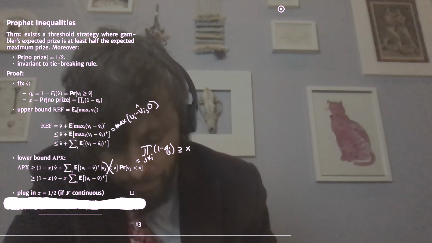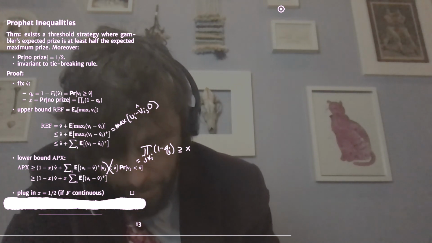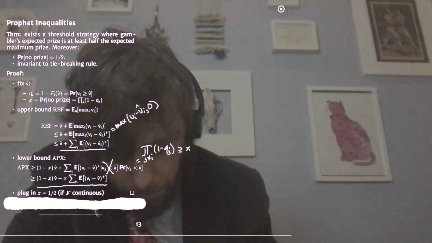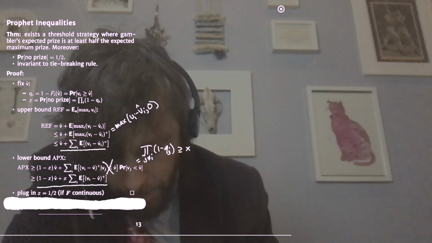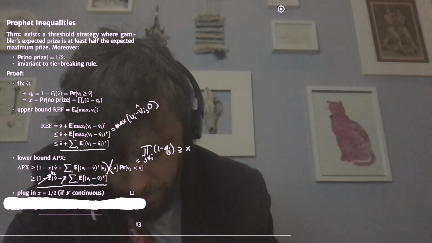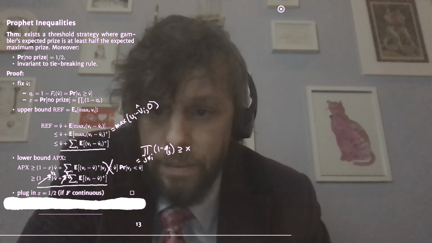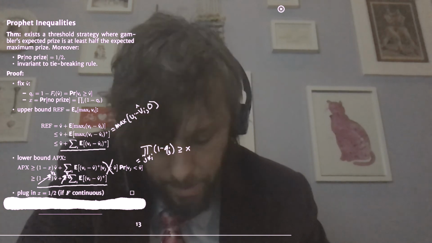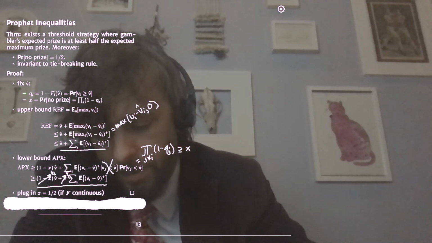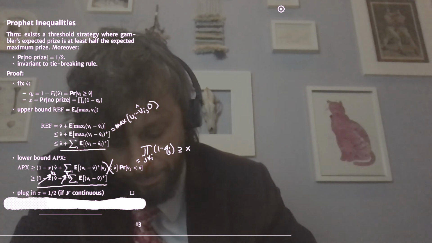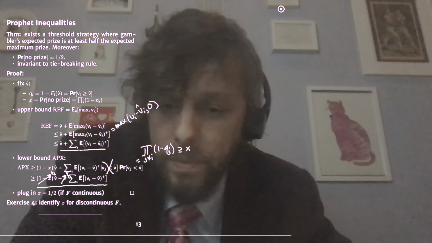Okay, so again, we're going to look at this upper bound and this lower bound with x equals 1/2. And so in particular, this is going to be 1/2, and this is going to be 1/2. And we see we get exactly 1/2 times the upper bound. Okay, and so that's our result.